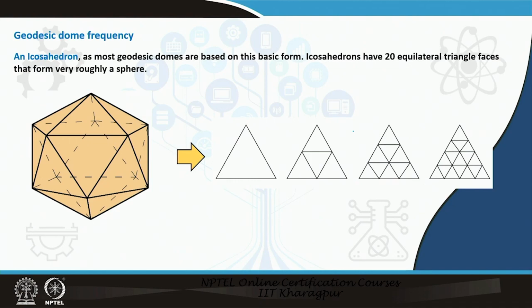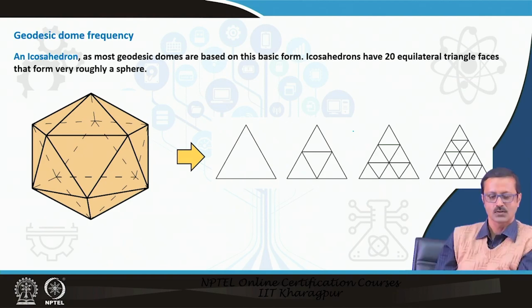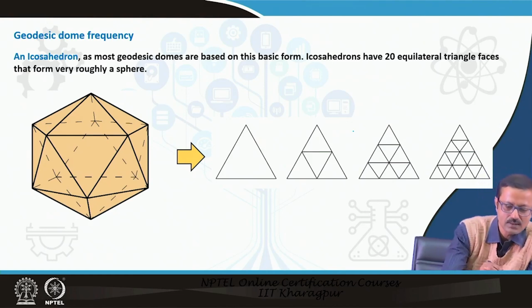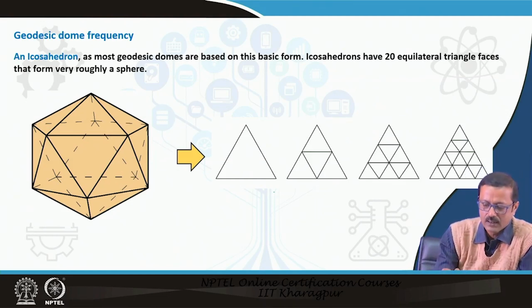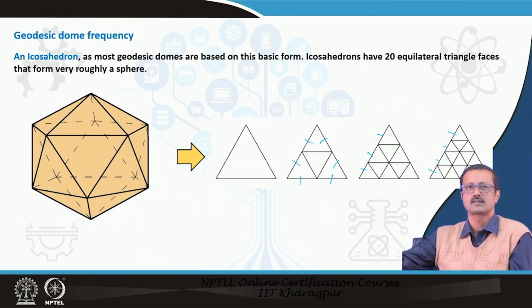So if you see a particular icosahedron, that is a 3D object which has 20 triangles. You can count those 20 triangles. If you take one such triangle, you can further divide it into smaller pieces by dividing it into equal 2, or maybe 3, or maybe 4, or maybe 5, 6, like that.